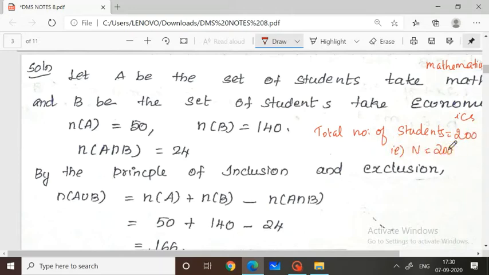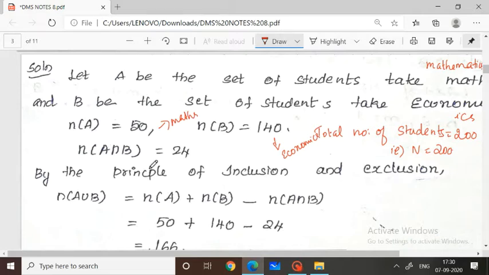Now A denotes the set taking mathematics, therefore n of A equals 50, and B denotes the set given here. 50 of them take the course mathematics, so n of A is 50, and n of B is 140, since 140 of them take the course economics. So this denotes mathematics and this denotes economics. One more condition is given here: 24 of them take both the courses, that means n of A intersection B is 24.